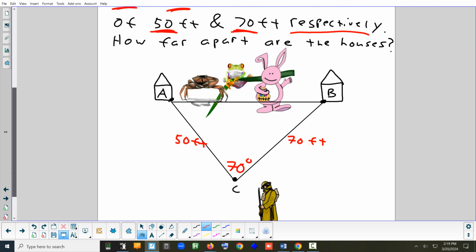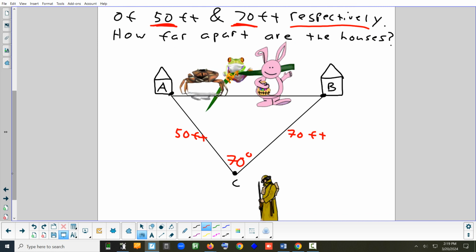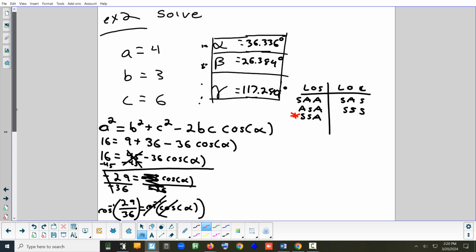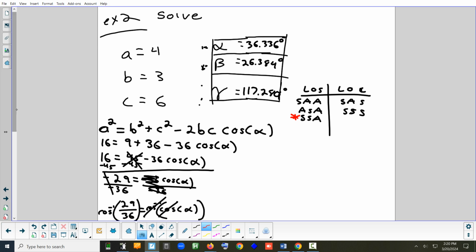So first of all, what kind of triangle do we have? Equilateral. I'm joking, guys. I hope. So what case is it? This is the side angle side. Law of cosines. Okay.